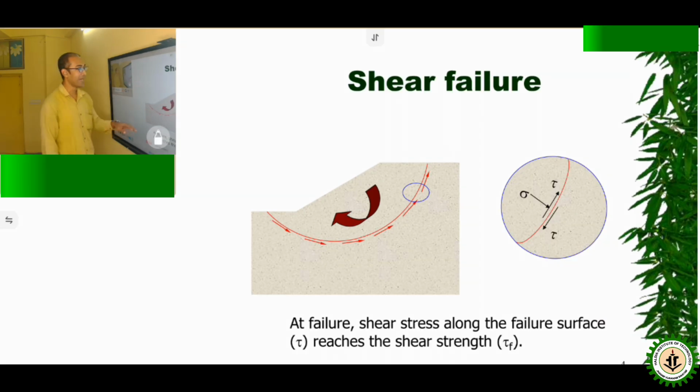So at the shear failure zone, the shear strength tau occurs tangentially, and the normal stress acts in this direction. At failure, the shear stress along the failure surface, tau, reaches the shear strength, tau f. Tau f means shear failure.